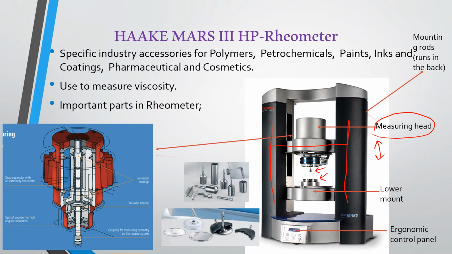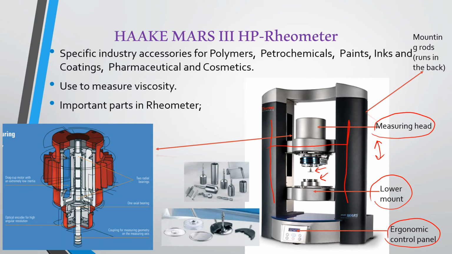And let's talk about the lower mount. This is not like the measuring head, it can't move. It is fixed, and this particular piece attaches the temperature control units and the module securely. Then the ergonomic control panel. This is like a keypad that has 5 buttons. This actually controls the temperature here.